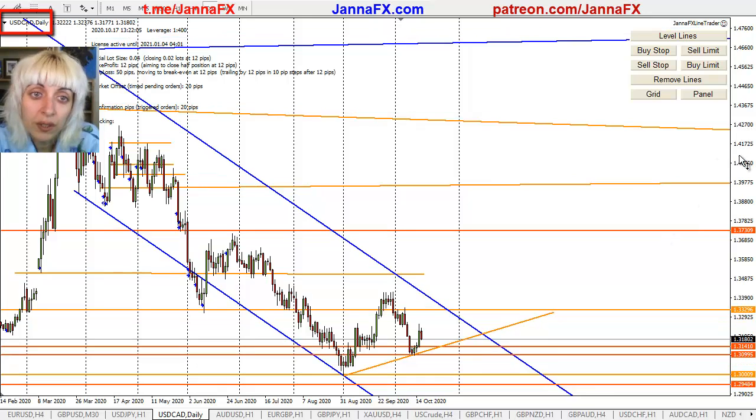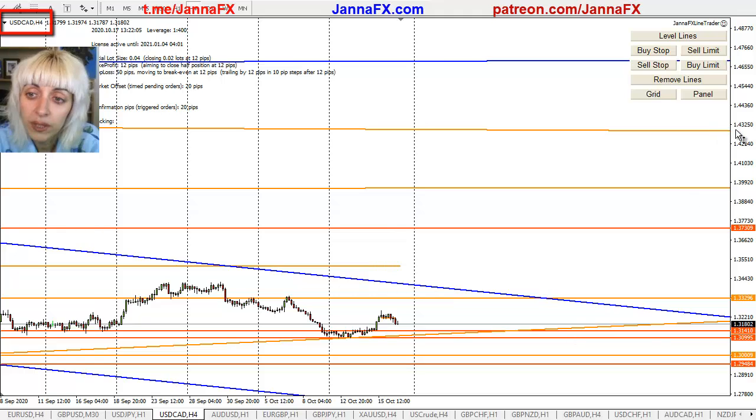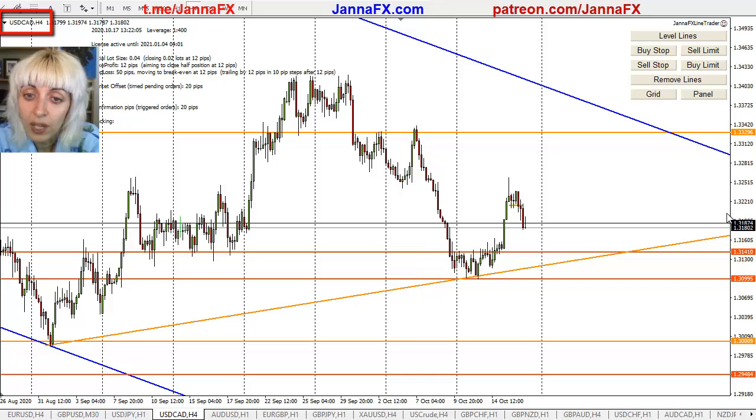Dollar Canadian, okay, so let's do the 4-hour chart, so we see what happened this week. Pretty much as expected, correction. Remember, I was telling you about it. So we had a bit of consolidation. I also sent a screenshot.